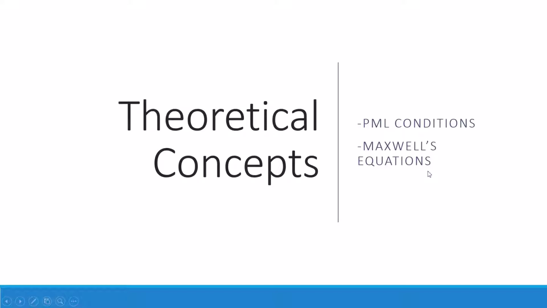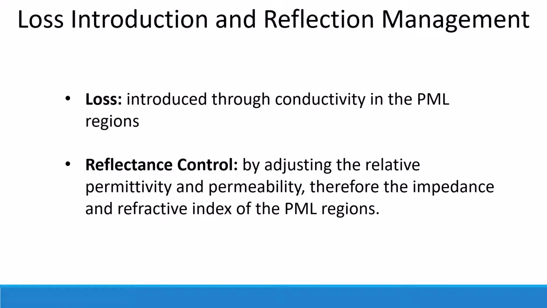So we need to introduce loss in the PML region, and we need to manage reflection. We introduce loss by bringing in conductivity. So we define conductivity within the PML regions, and we control the reflectance by adjusting the relative permittivity and permeability, and therefore the impedance and refractive index for the PML regions. It should be noted here that the conductivities that we bring in for the PML regions are purely fictitious. They only exist in the PML regions, and they're set to 0 everywhere else, so they don't affect any other parts of the simulation.